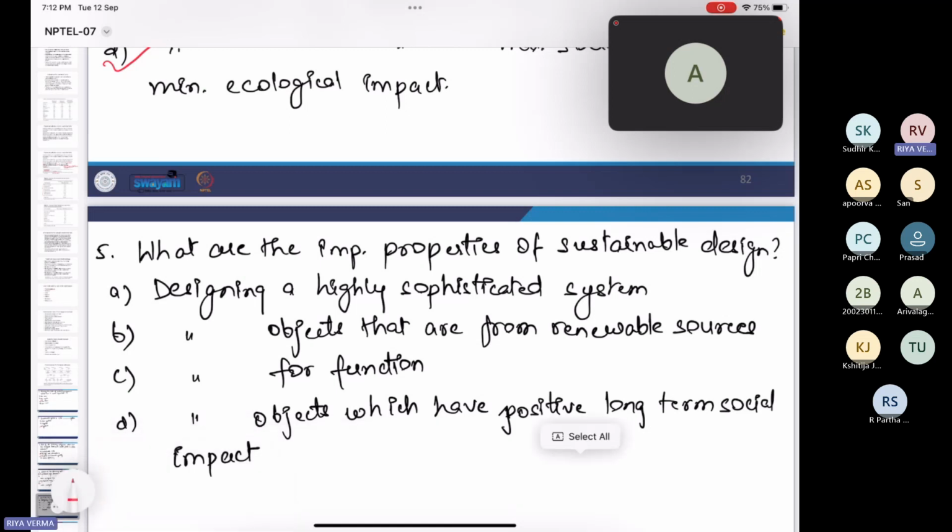So the fifth question is, what are the important properties of sustainable design? Option A, designing a highly sophisticated system. Option B, designing objects that are from renewable sources. Option C, designing for function. And option D, designing objects which have positive long-term social impact.